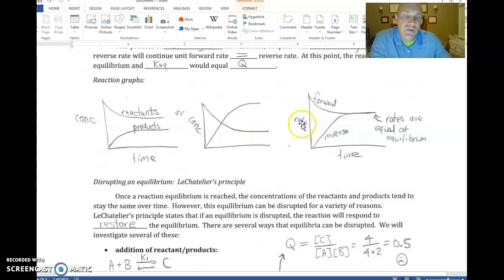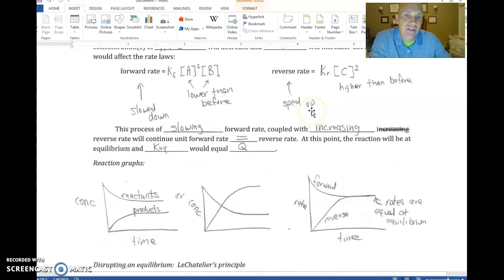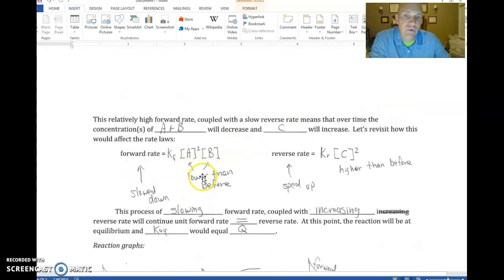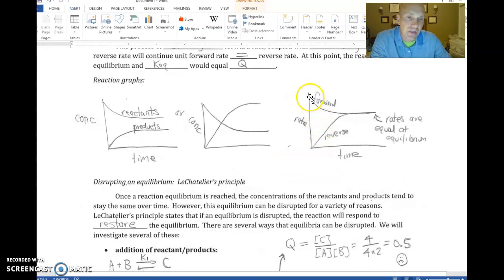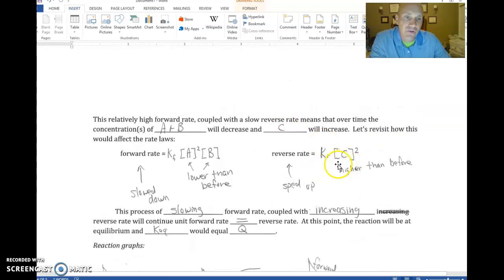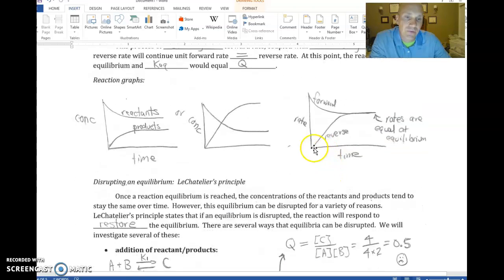If we're going to do the graph where it's rate versus time, remember that when you have something in equilibrium, the reverse rate equals the forward rate. Remember, as this reaction progressed, the forward rate started slowing down over time. So that's what this shows: that forward rate starts going down. And remember that the reverse rate speeds up over time, so that would increase over time. But the one thing you need to make sure you recognize is that they eventually get to where they are the exact same thing.